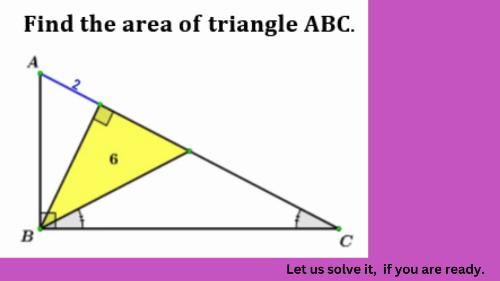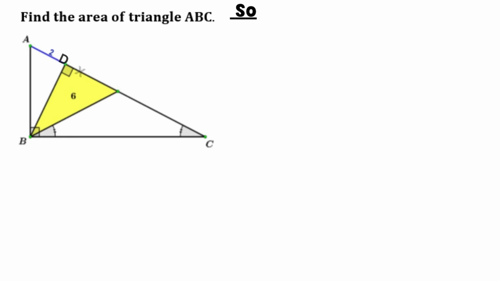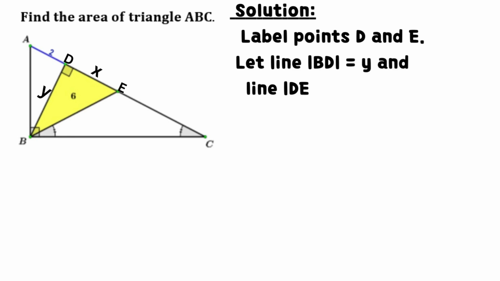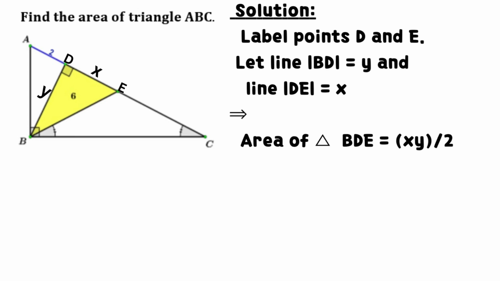Required to find the area of triangle ABC. Label points D and E. Let line BD equal Y and line DE equal X.